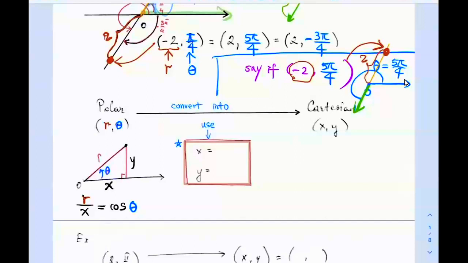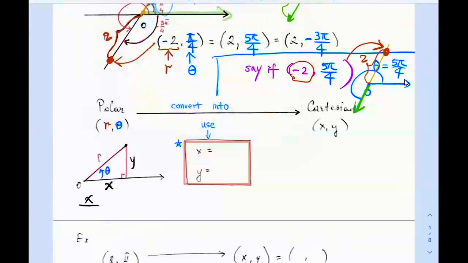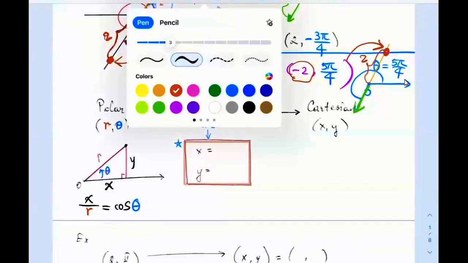Okay, I'm sorry. Just checking, do you guys see the mistake? It is x over r that is cosine theta. X over r is cosine theta. Scratch that. So x is equal to r cosine theta.